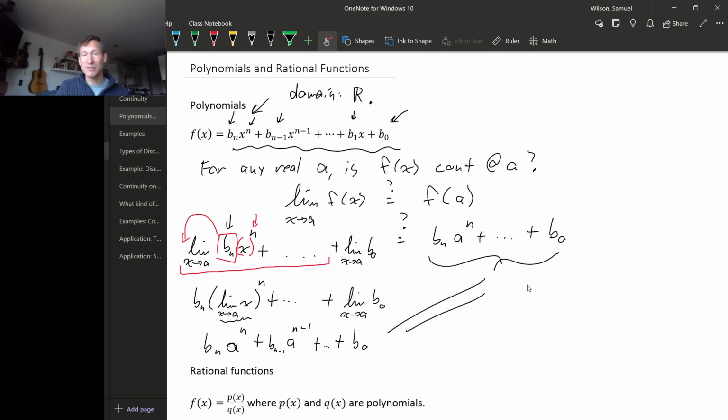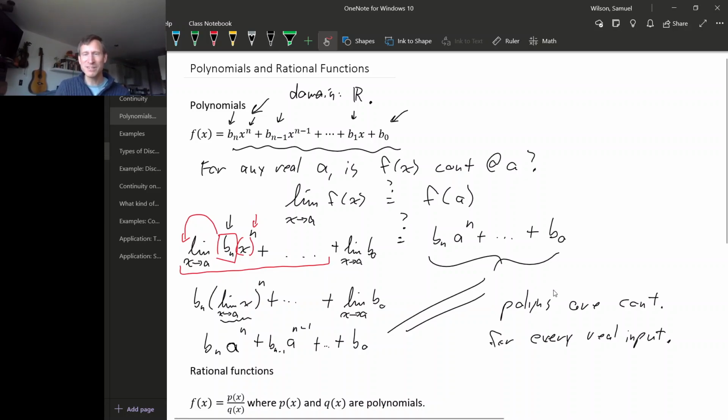So the upshot of all of this is that all polynomials are continuous for every real input. And that's really nice to know, because now that we know that, if we ever want to calculate a limit of a polynomial, we know ahead of time that we can just plug in the x value. We don't have to mess around with the laws of limits, because we know already that polynomials are always continuous.